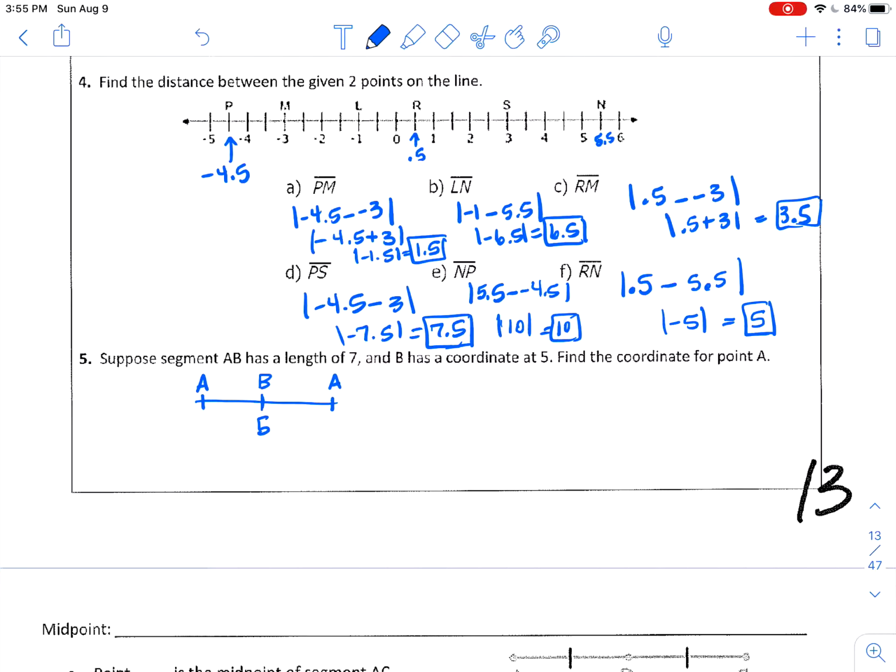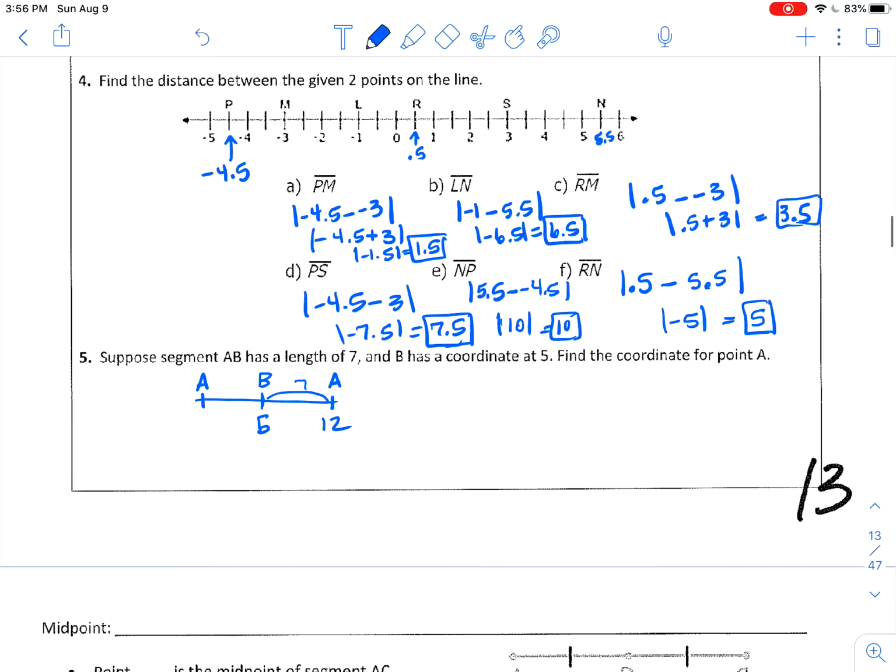So if from B to A is 7 units, well, 7 to the right of 5 would make point A at 12. Now if A happens to be on the left of B, well then I would be subtracting 7. And 5 minus 7 would be at -2.